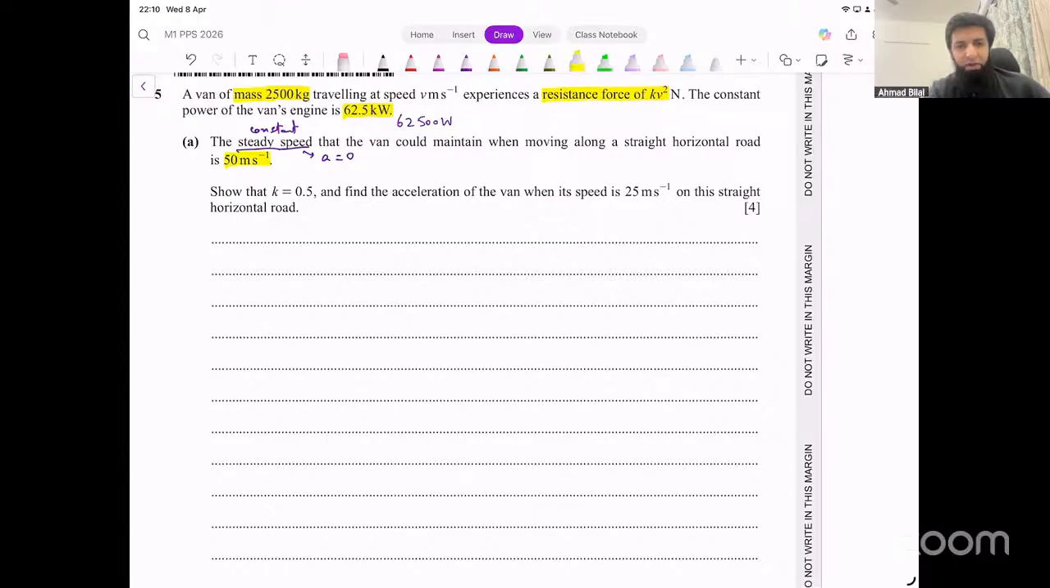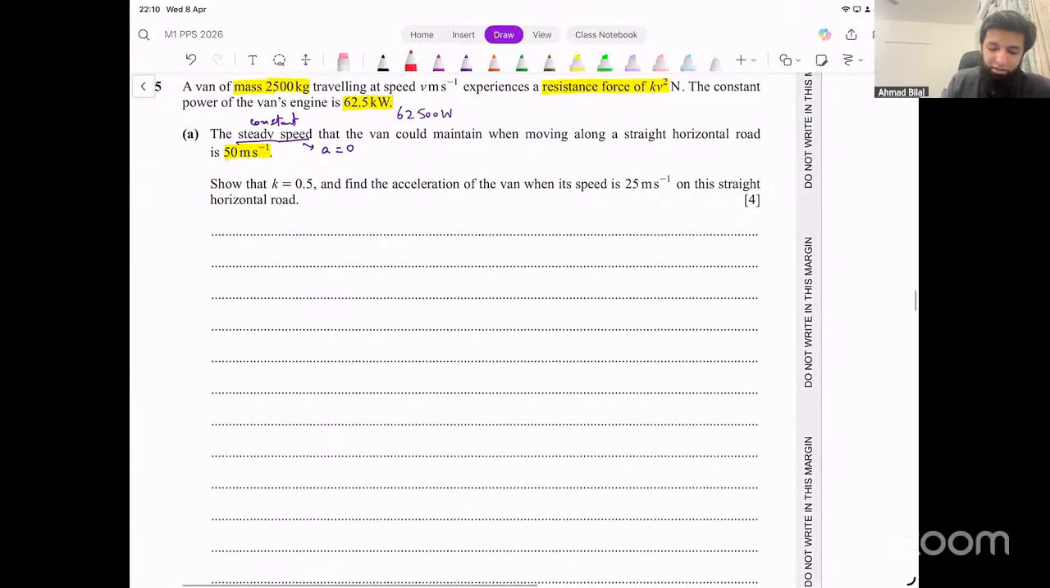We've got something related to power given. They're asking us for acceleration. Does that remind you of something? We've got velocity there as well. Power equals driving force into velocity. That's one equation that we can use for power. And this is going to be used together with another equation, which is Newton's second law of motion, F equals ma. Right? That's where acceleration is going to come from.